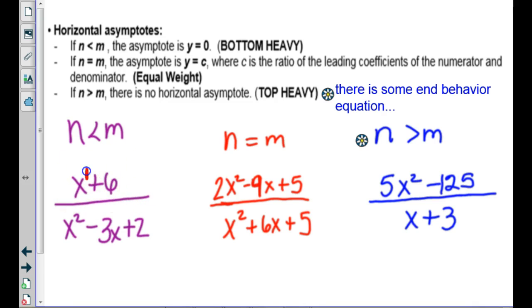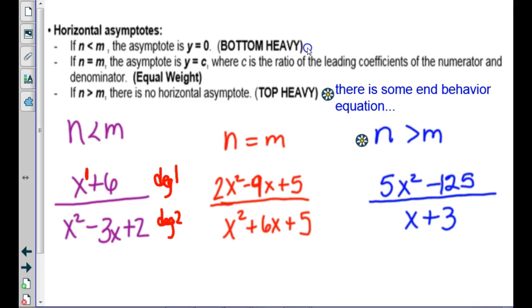The highest exponent power. So this is degree 1. This one down here is degree 2. So therefore, the numerator has a smaller degree than the denominator, okay? This is called bottom heavy because it's got more x's in the denominator, higher degree, okay?